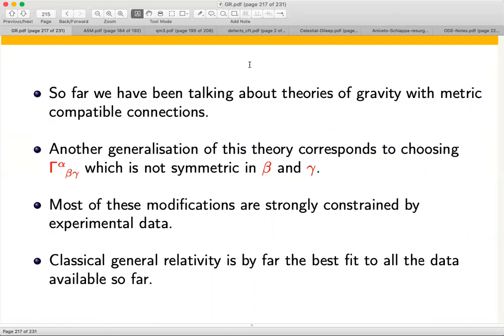You may say, okay, I have a connection which is not symmetric in beta and gamma. That means you can decompose Gamma^alpha_{beta gamma} into Gamma^alpha_{beta gamma} symmetric plus Gamma^alpha_{beta gamma} antisymmetric in beta gamma. Okay, and if you have that kind of stuff, then you could write down more general theories of gravity. The Gamma^alpha_{beta gamma} antisymmetric in beta gamma is what's called a torsion, and you have torsionful gravity, and in that case you could ask what are the implications of those.